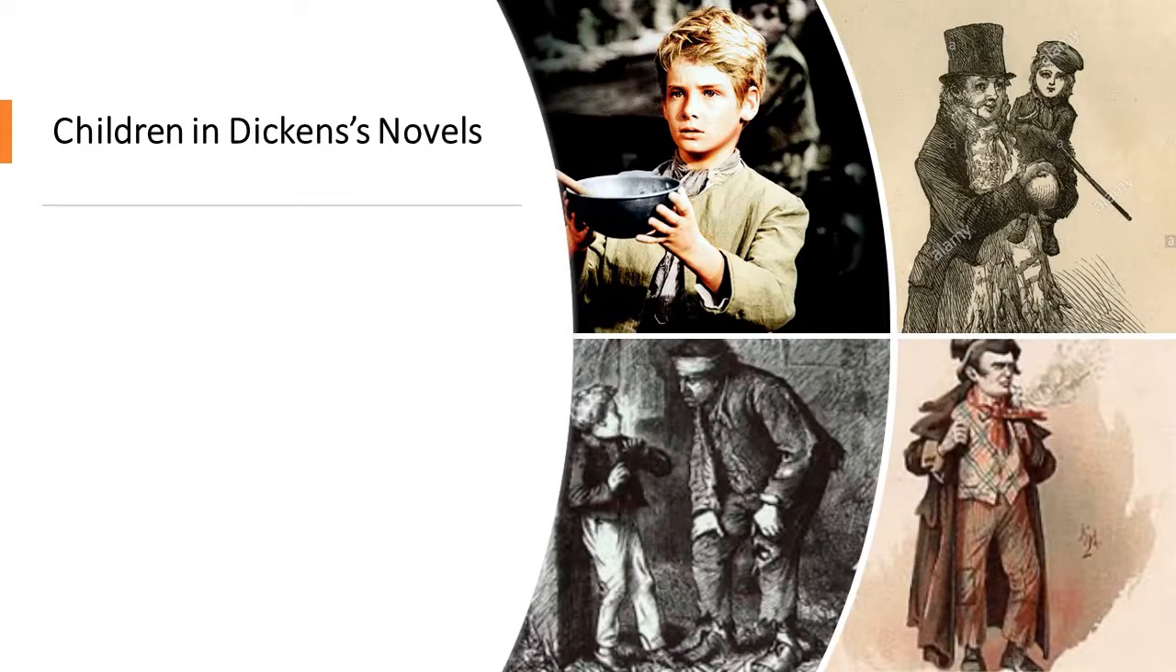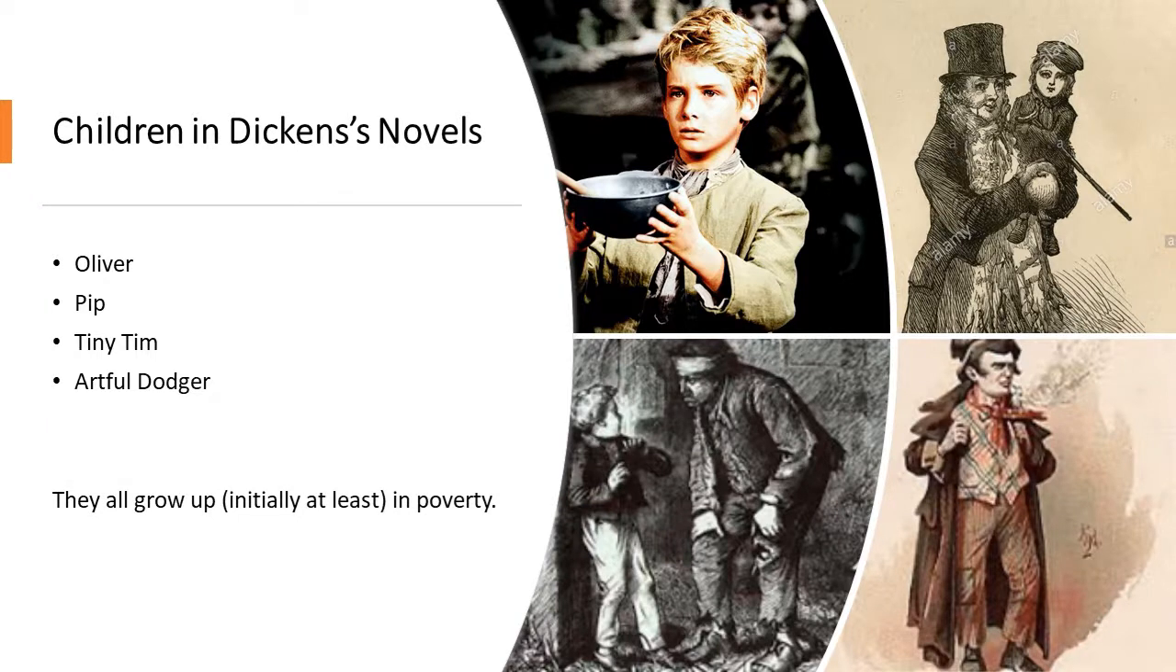So, children in Dickens novels. Oliver, Pip, Tiny Tim, the Artful Dodger, and they all grow up, initially at least, in poverty. So that is the unifying factor for all these children.